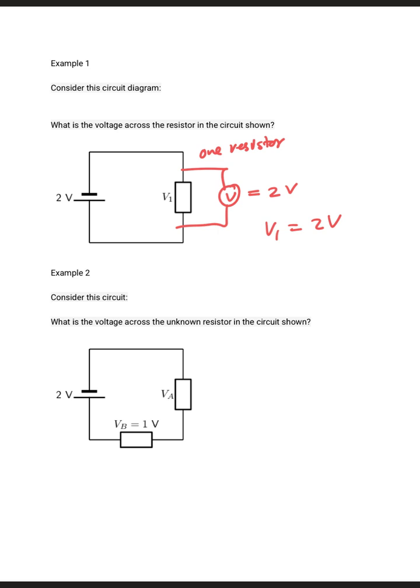And now we have example 2. Consider this circuit. What is the voltage across the unknown resistor in the circuit? And now we have what? We have a series circuit, as you can see, right? This is a series circuit. So what do we have here? In a series circuit, voltage is what? Voltage is divided or shared among resistors.